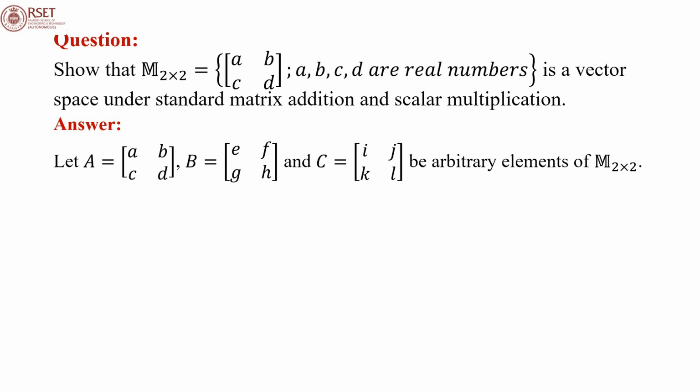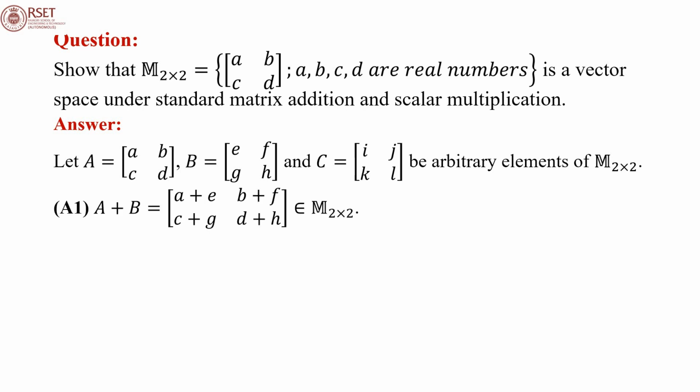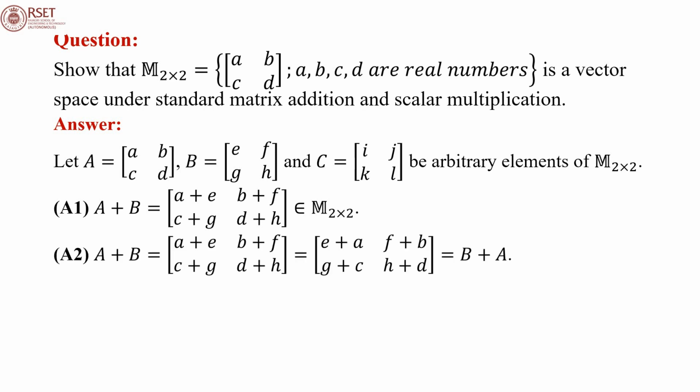Here again we consider three matrices A, B and C. Let them be arbitrary elements of M2 by 2. What is the first property? A plus B is the sum of two 2 by 2 matrices. It is again a 2 by 2 matrix, we know. So, since the sum of two 2 by 2 matrices is again a 2 by 2 matrix, the closure under addition is being satisfied.